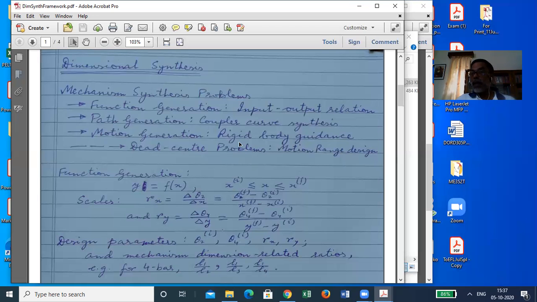Now this whole thing is dimensional synthesis. I told you much earlier once that mechanism synthesis has three issues. One is type synthesis, which you do not solve by making geometric constructions and or calculations or such things. These are from common sense, engineering sense, and experience on the shop and design floor. Okay.